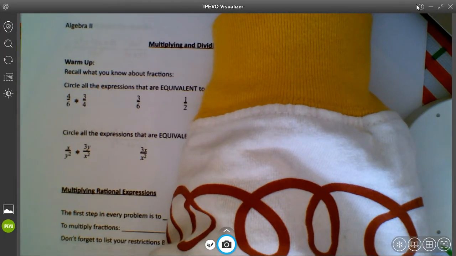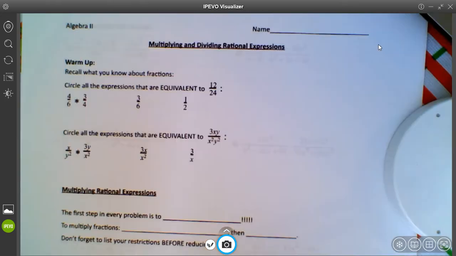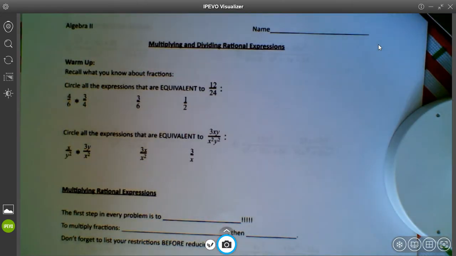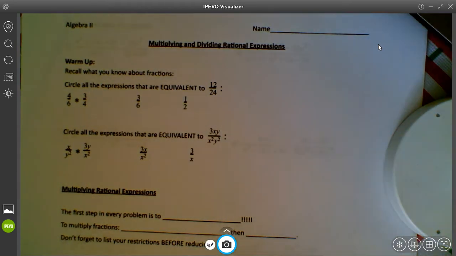Hello, class. Today's lesson is going to look very similar to our last lesson, except for with a small little twist. So today we are working on multiplying and dividing rational expressions. And that is our objective, that we come out today being able to do those operations on these new kind of expressions that we've talked about. So before we start, we're going to warm up. And we're going to recall what we know about fractions.